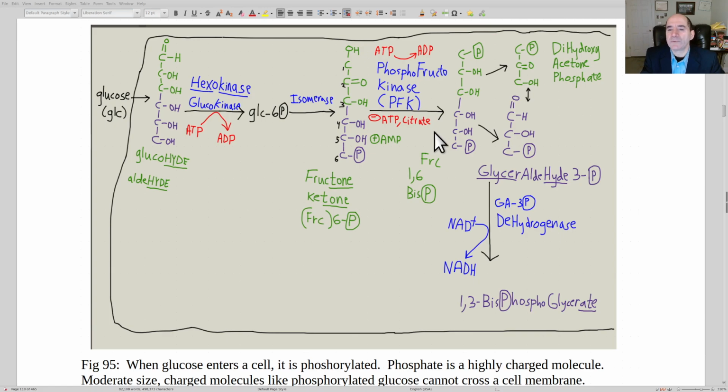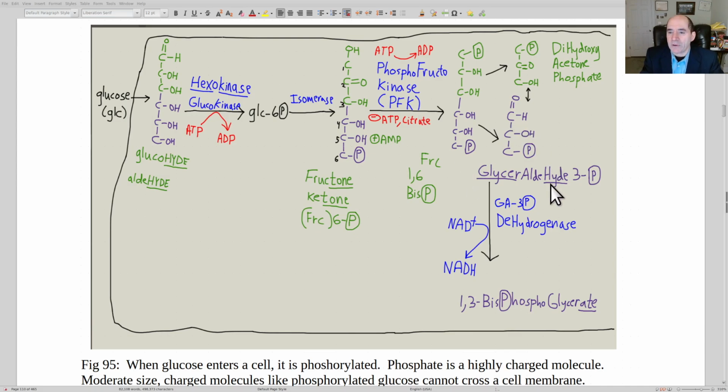So this is real important to know because this step is heavily regulated. Everything that happens with glucose is pretty carefully controlled. Glucose is basically the energy of life. It's the most important food molecule, okay?